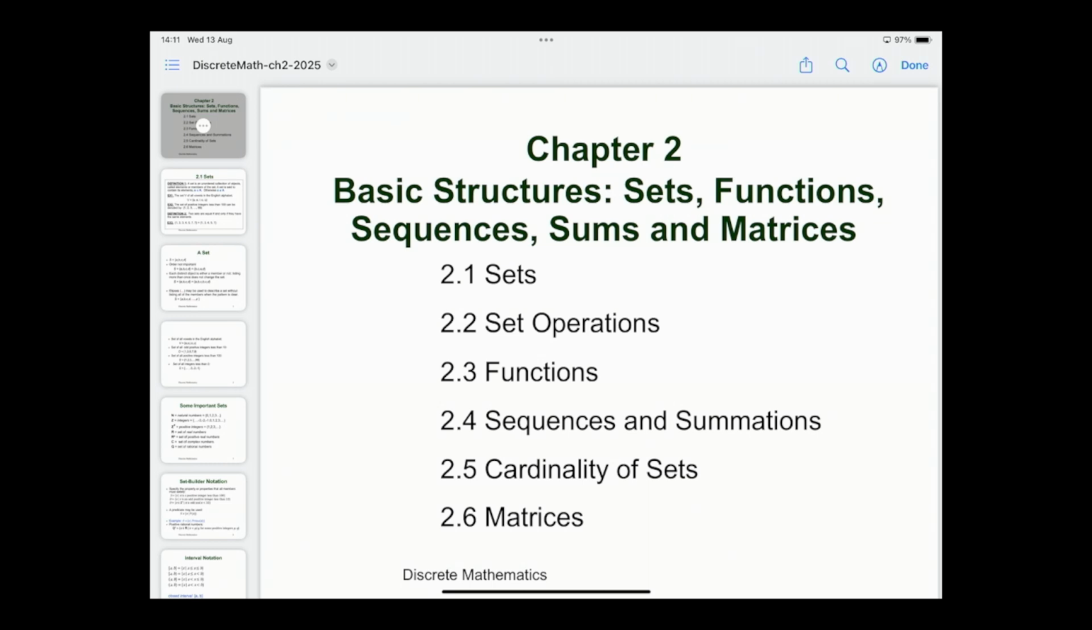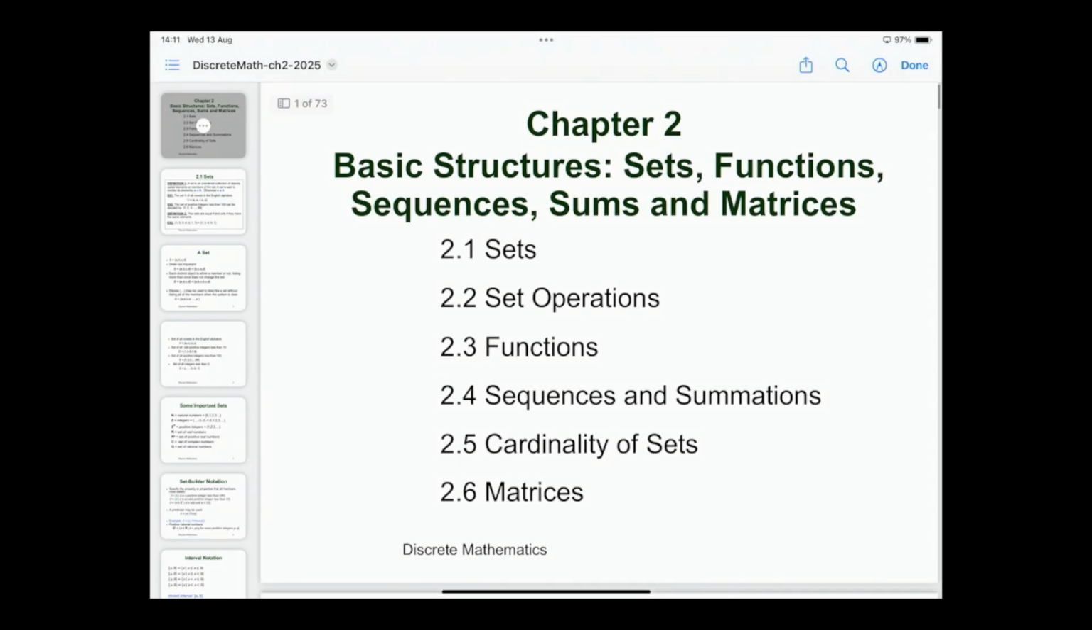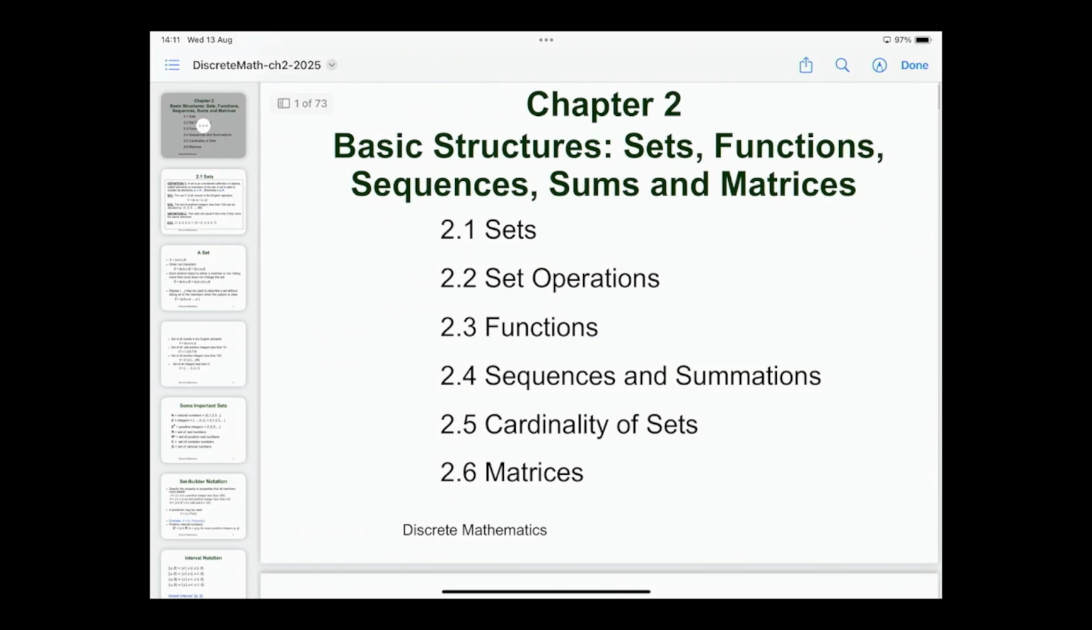These are the topics for today. We can go quite fast as well, because they are quite the ones that you know, right? Mostly. So this chapter is about basic structures, including sets, functions, sequences, summation, and matrices. We are focusing more on binary matrices.